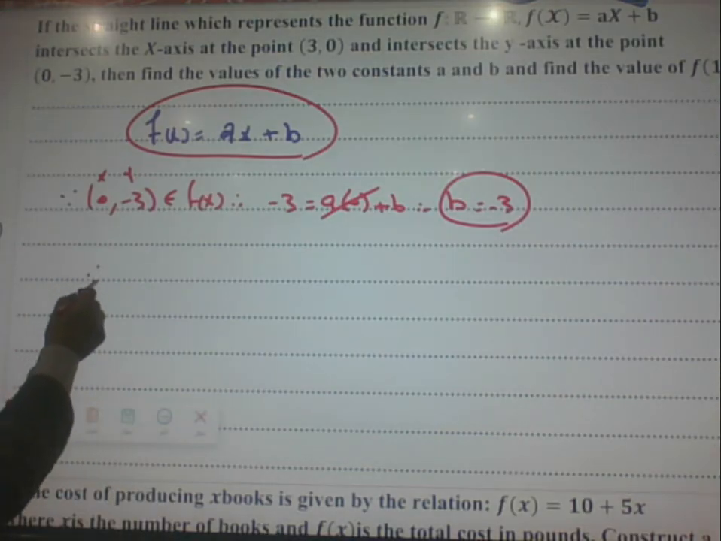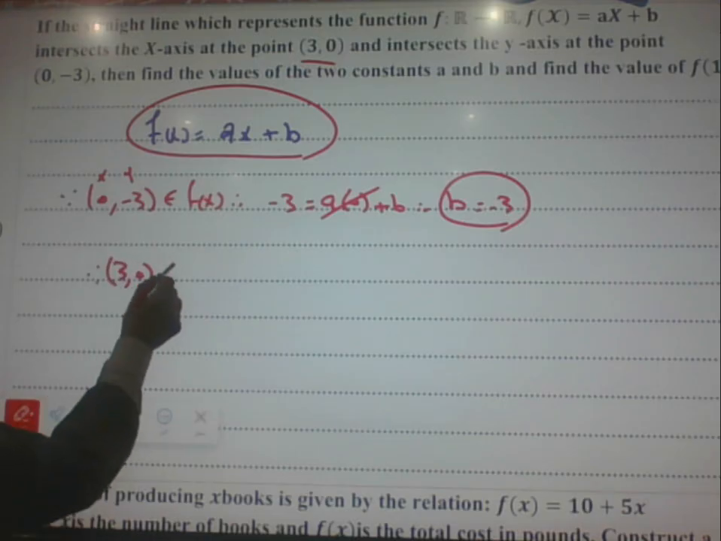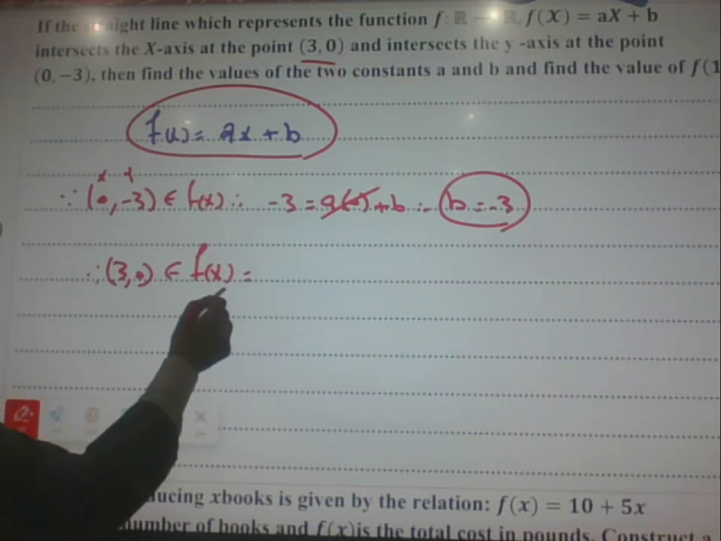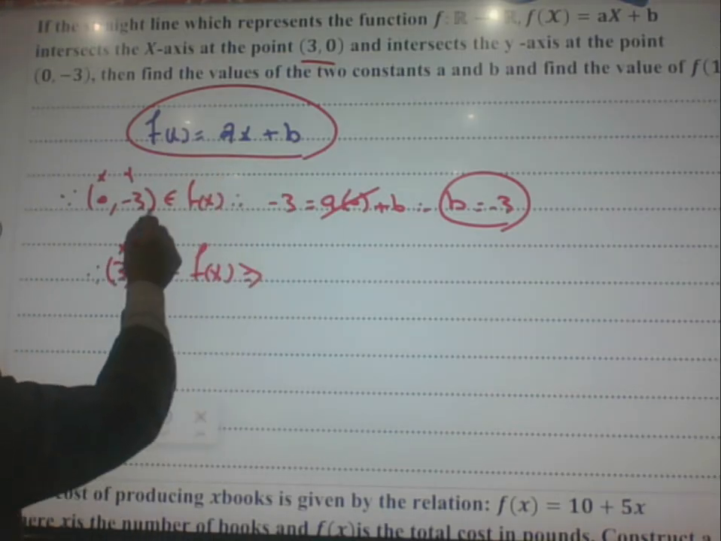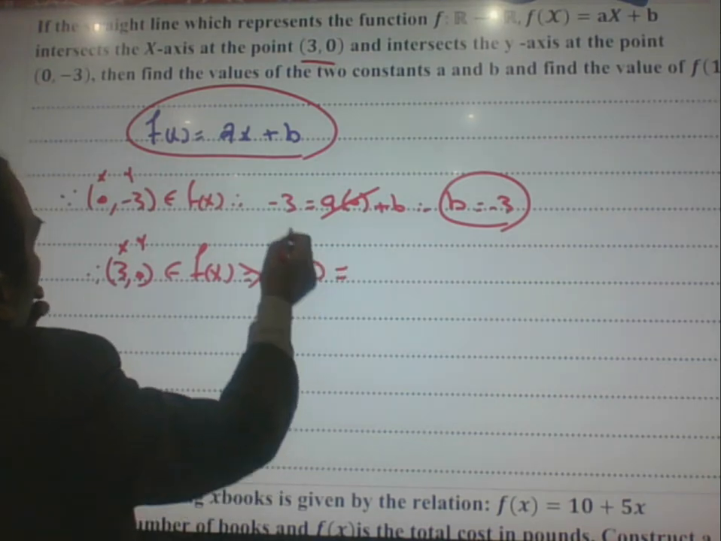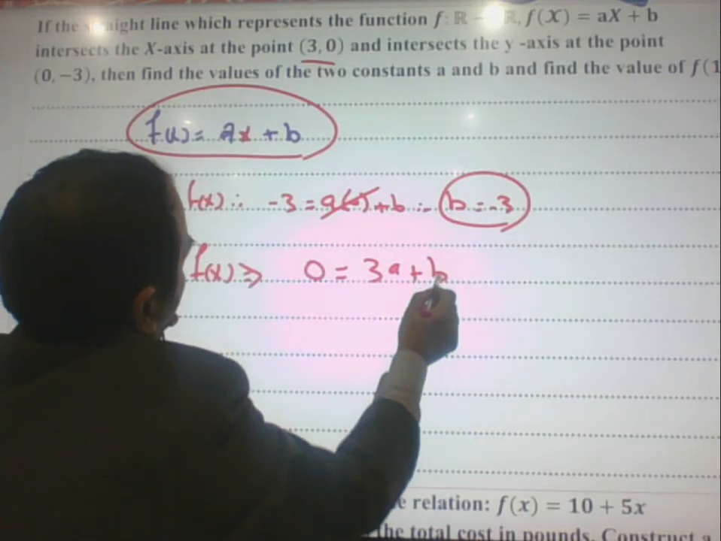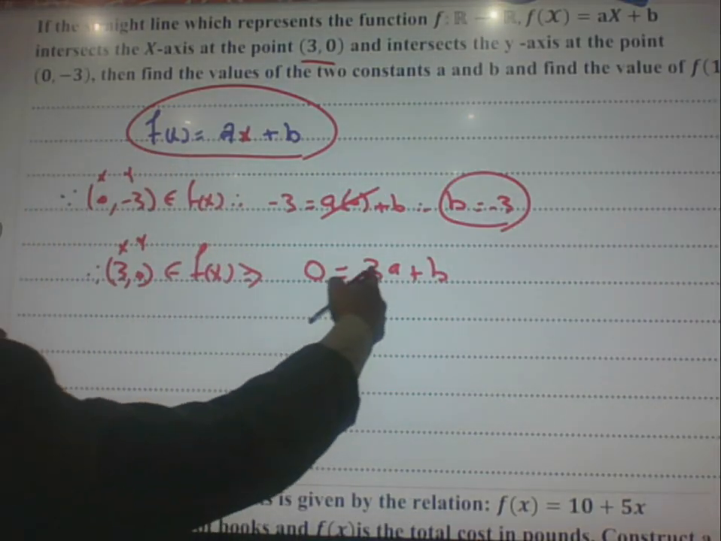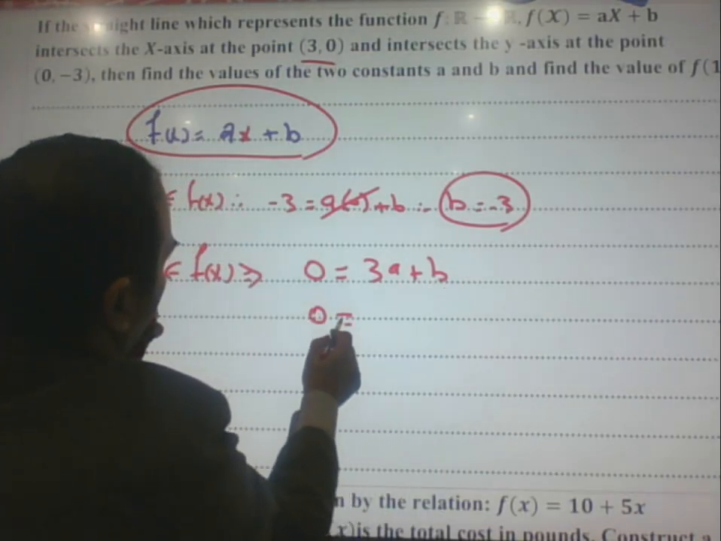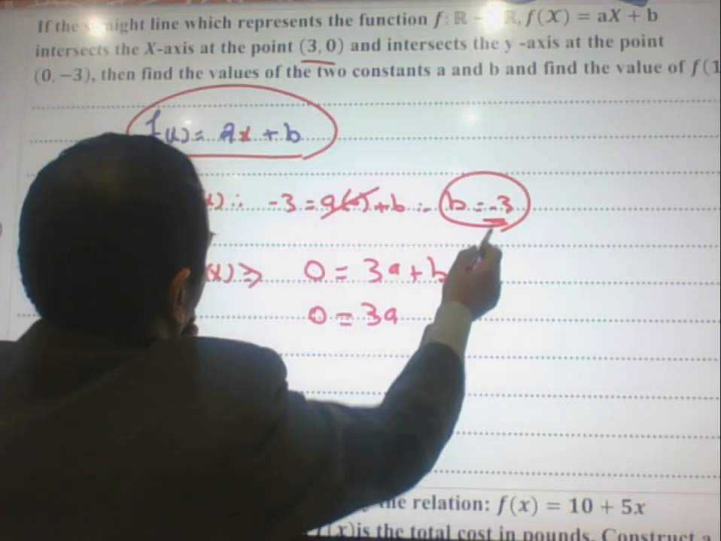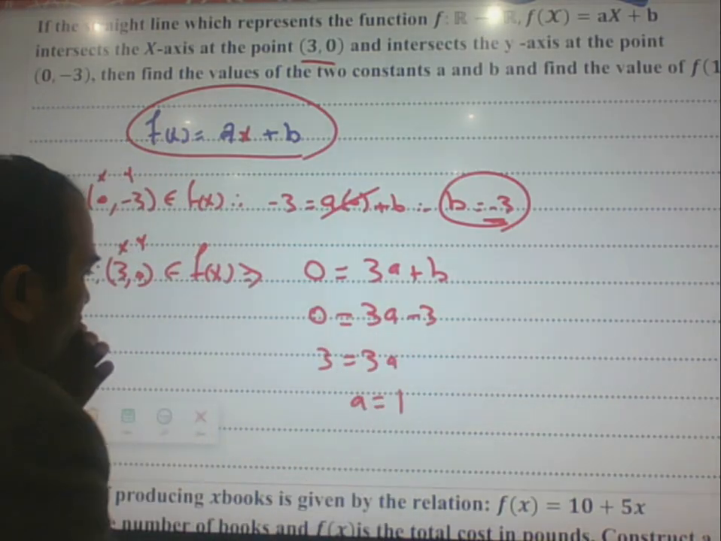Also we have the second point here, 3 and 0, which lies on the straight line of the function. Then it satisfies this equation. Put the value of y equals 0 and x equals 3. We found the value of b equals -3, then 0 equals 3a minus 3. Move 3 here, then 3 equals 3a, so the value of a equals 3 divided by 3 equals 1.